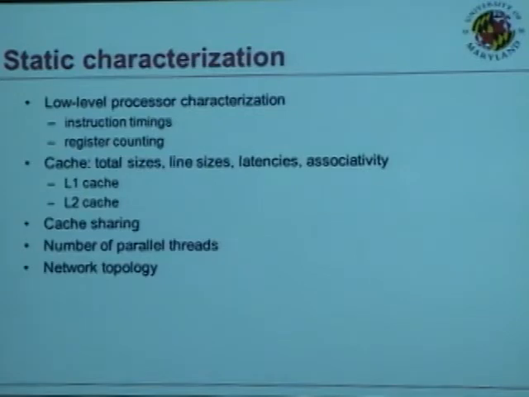So, the static characteristics: what do we collect? Much of it I already told you. We look at the number of parallel threads, then processor characteristics like the instruction timings for different instructions. We count the number of registers available. We look at the sizes, line sizes, latencies and associativities of each level of cache. We look at whether the caches are shared or private. We look at a little bit about network topology, and also what costs it entails for synchronization.